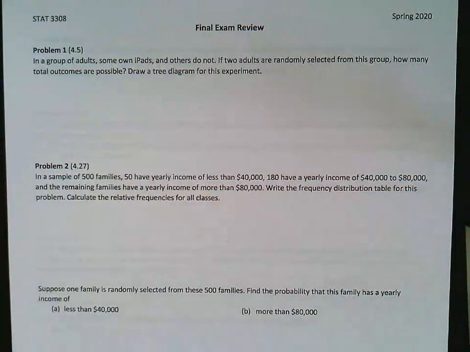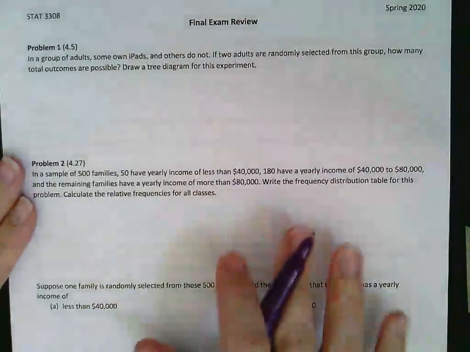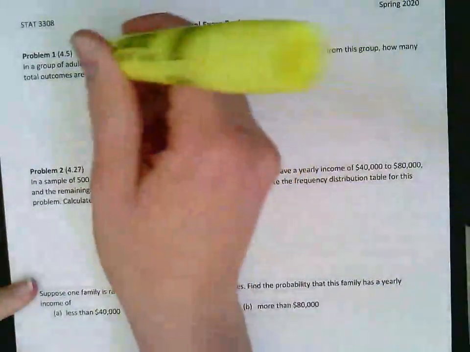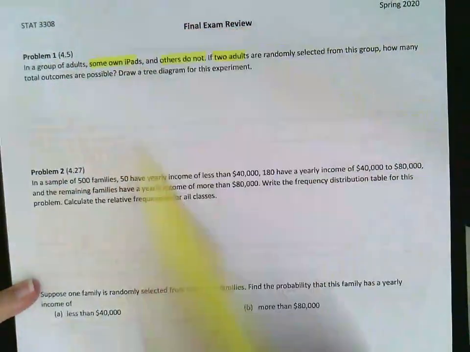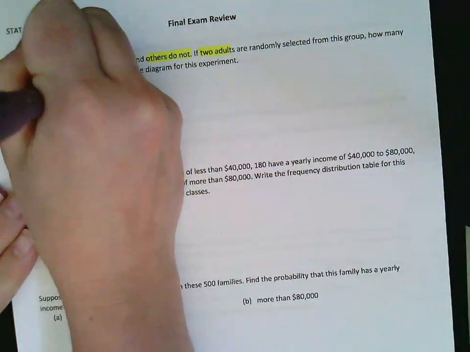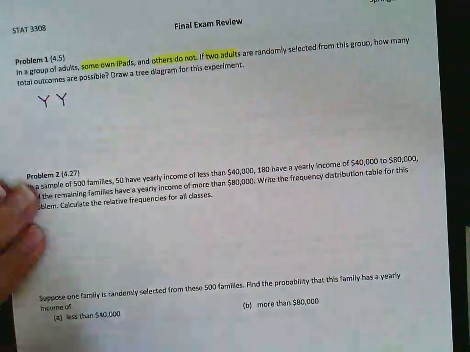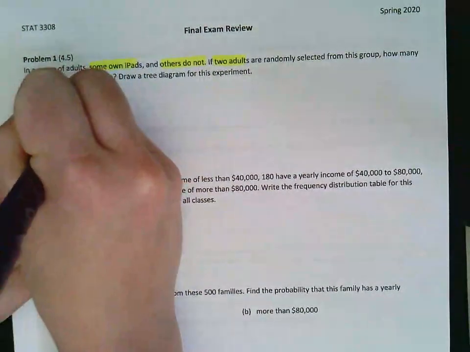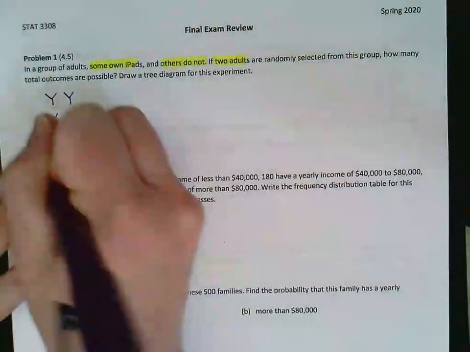Okay. So on this first problem, it says in a group of adults, some own iPads and others don't. We have 2 adults that are selected at random, and how many different outcomes are possible? Draw a tree diagram for this experiment. So the first thing that I want us to think about is there's the 2 adults that are being selected. Some own iPads and others do not. Okay, and so the possible outcome, since there's 2 adults, is yes and yes. We could have a yes and no. We could have a no and yes. And we could have a no and no.